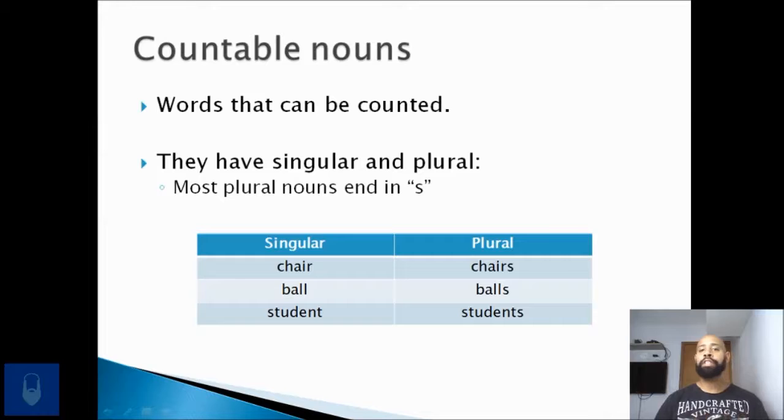They have singular and plural. It means countable nouns, substantivos contáveis, eles possuem singular and plural. And in general, most plural nouns end in s, ou seja, a grande maioria dos countable nouns vão terminar em s, such as chair, ball, student, singular, chairs, balls, students, plural. Okay, so chair, chairs, ball, balls, student, and students.